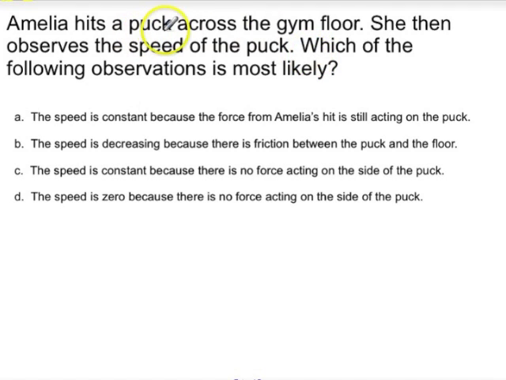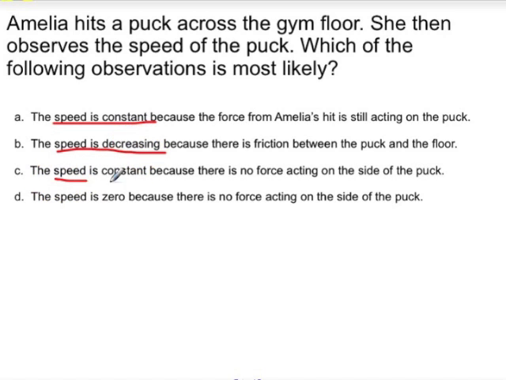So again, she hits a puck across the gym floor. She then observes the speed. So the speed is constant. I'm not sure. Let me go read the next one. The speed is decreasing because there is friction between the puck and the floor. So here it's constant, here it's decreasing.